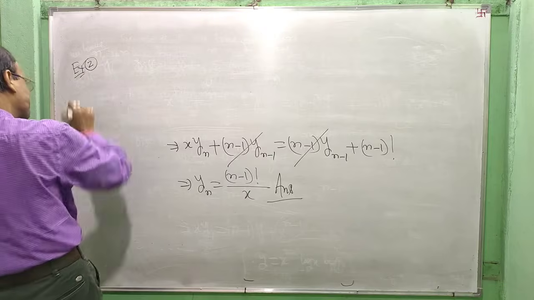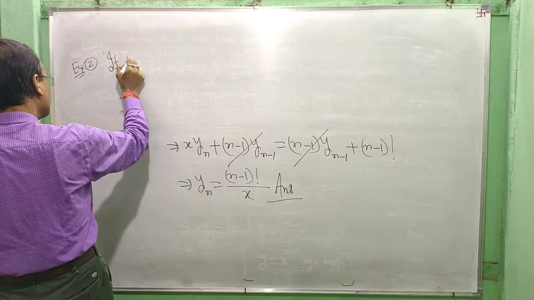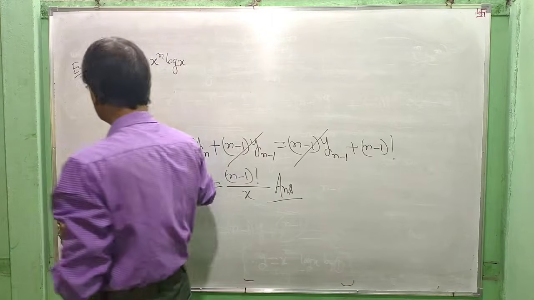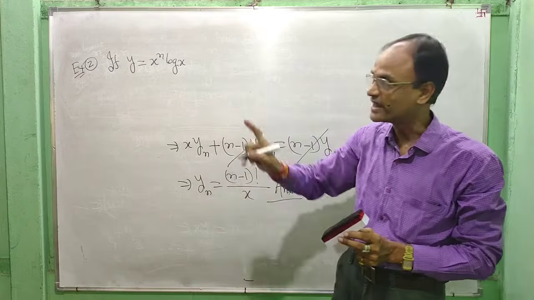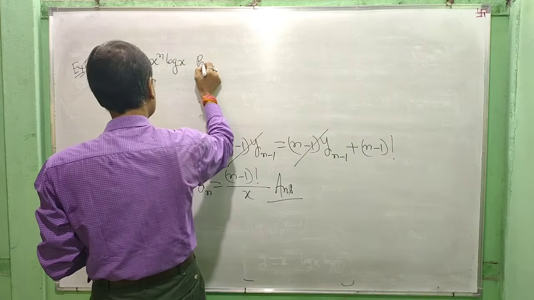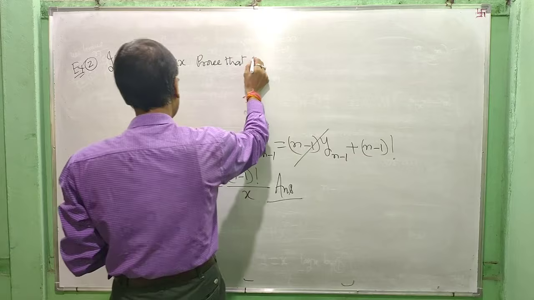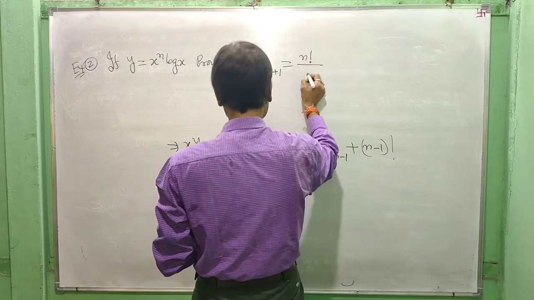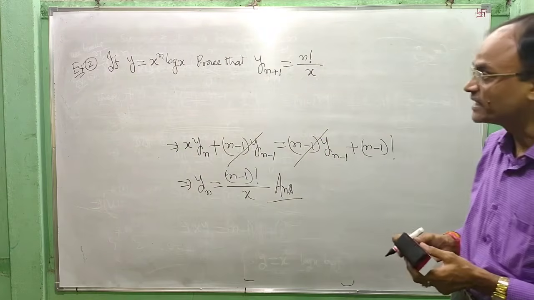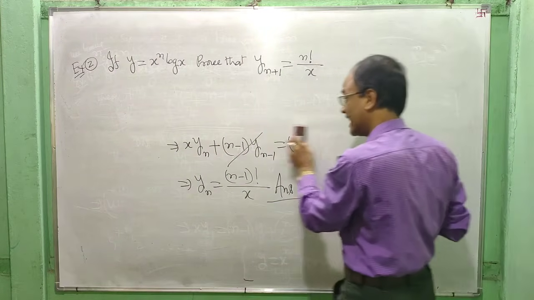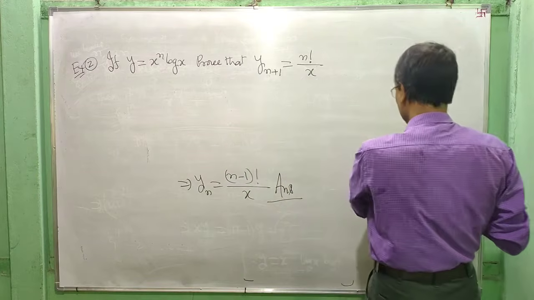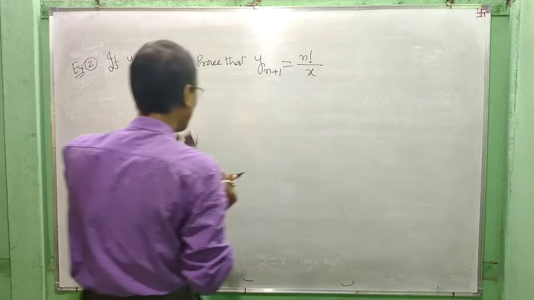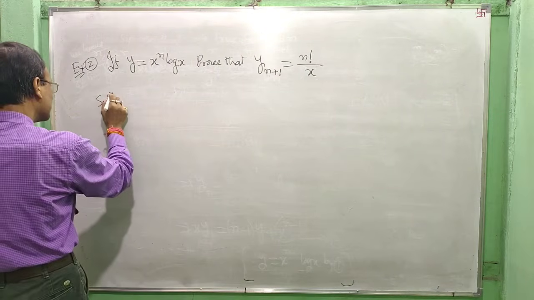Example number 2. If y equal to x to the power n log x, that is, y equal to x^n log x, prove that y_n plus 1 is equal to factorial n divided by x. Solution.